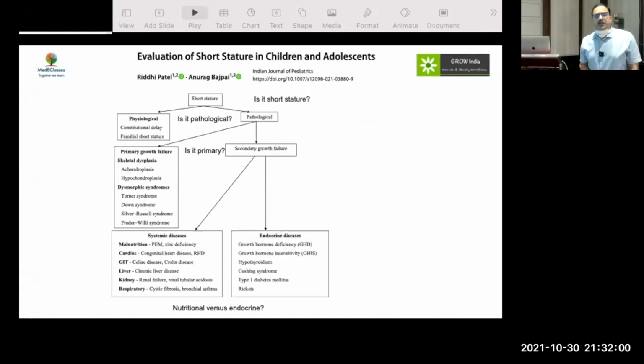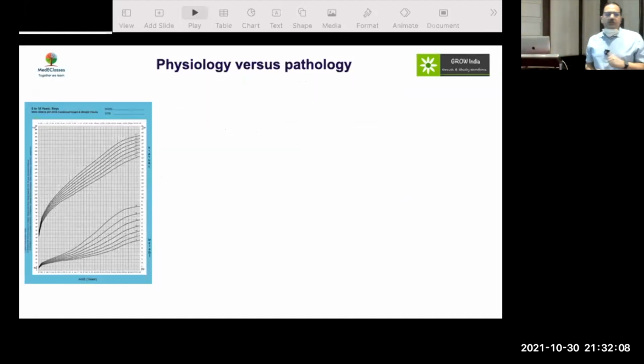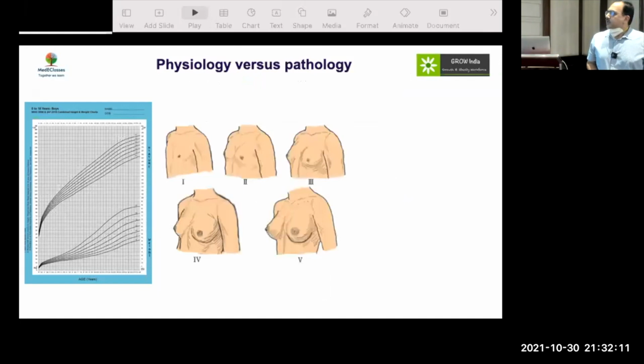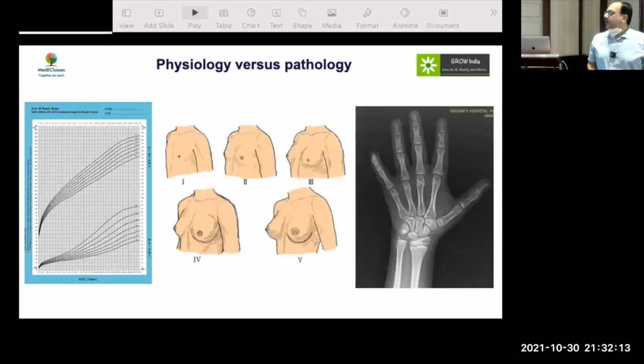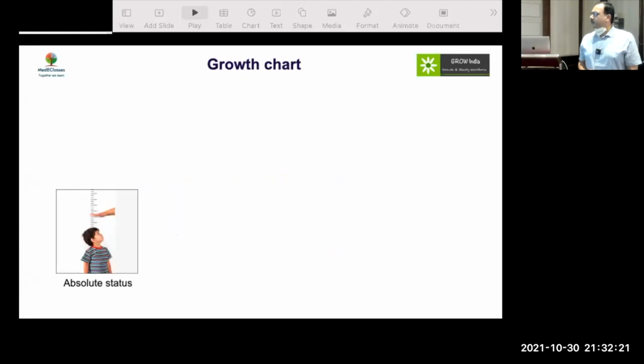The next question is: is it physiological or is it pathological? And this is very important. All you have to look at is 3 things which will tell you the diagnosis. One is the growth chart. The second is the pubertal development. And third is the bone age. Now, if you do these 3, in 90% of cases you will know whether it is physiological or pathological, and your diagnosis will be made from that.